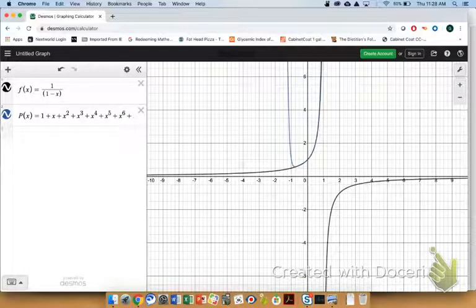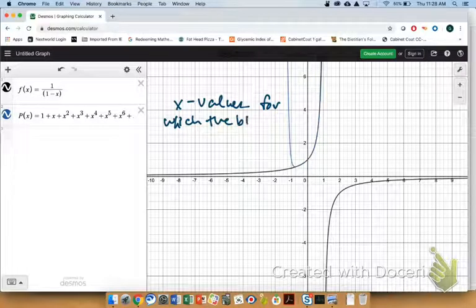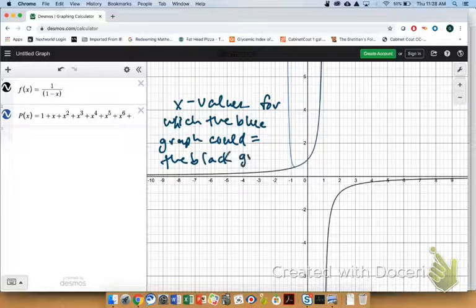So you see the blue graph, and the black graph was our original. So when I talk about this interval of convergence, here's basically what we're talking about. We're talking about x values for which the blue graph could equal the black graph. Right? So as we talked about earlier, at the very start of the unit, if the number of terms approaches infinity, then the approximation becomes perfect, right?